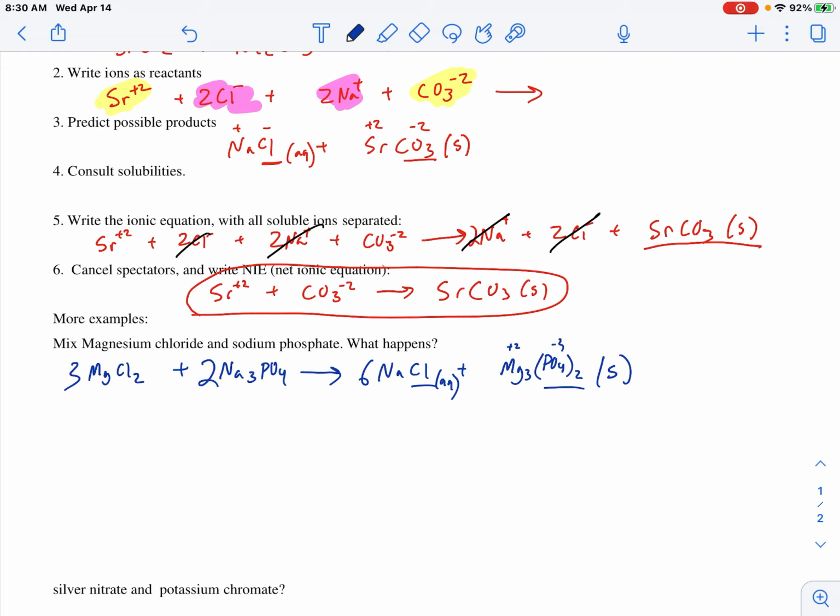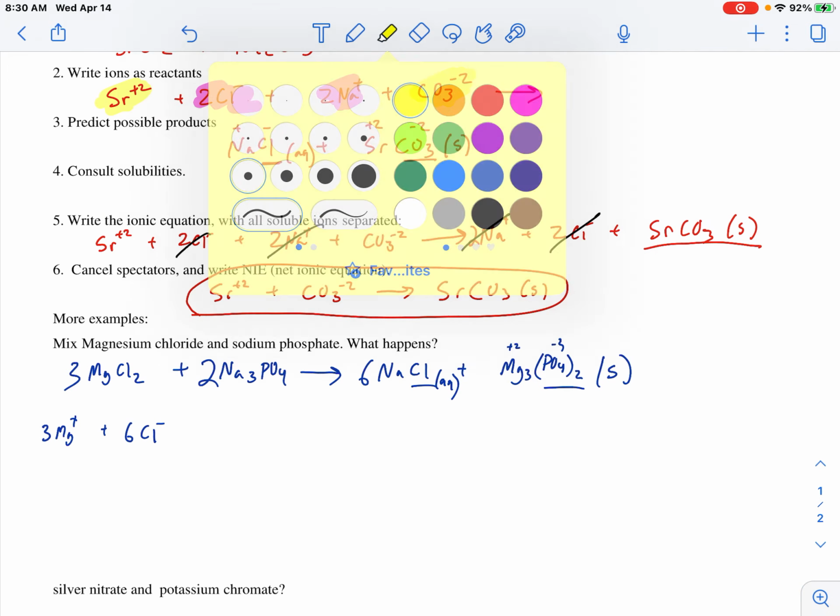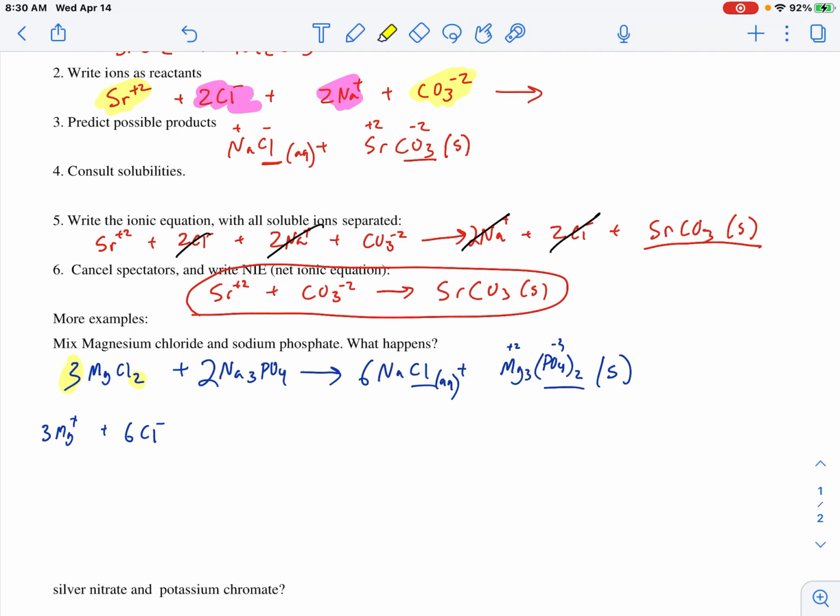Let's break up all of our compounds into ions. Notice that I have 6 chlorides because I had the coefficient of 3 and I had the subscript of 2 on chlorine, right? That makes for 6 chlorides. Likewise here, 6 sodium ions, 2 phosphates. All right, then 6 sodium ions, 6 chlorides, and then our solid product.